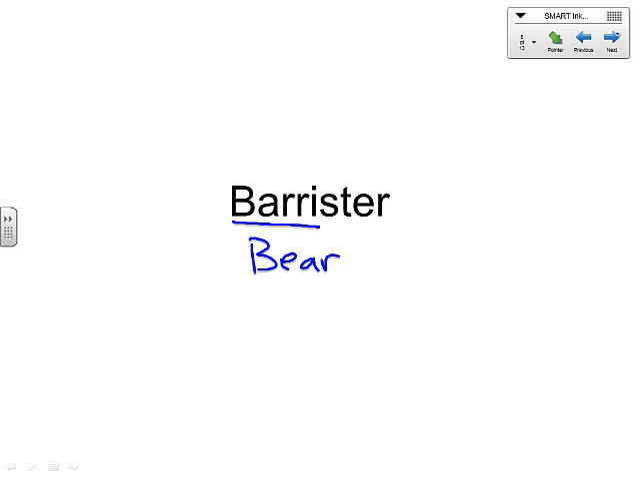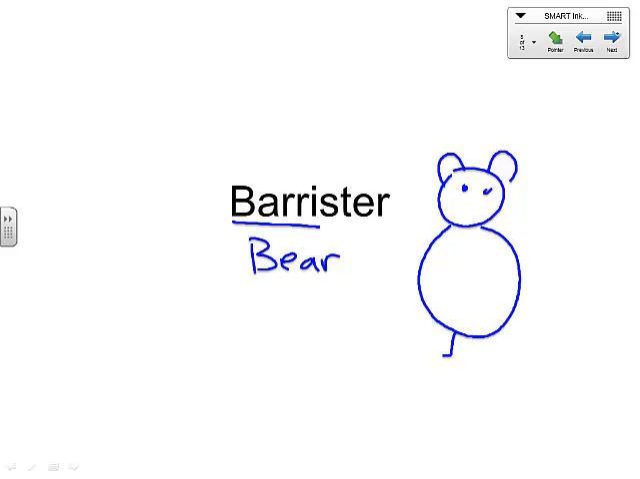So, because we've got a barrister, I'm going to draw, or at least attempt to draw, a bear. There's his head, there's his ears. I think a bear's fat. I know, worst bear in the world. It doesn't matter how bad your drawings are. Okay, that kind of looks like a koala. Let's make him angry. Oh, now it looks more like a bear. All right, there we go.